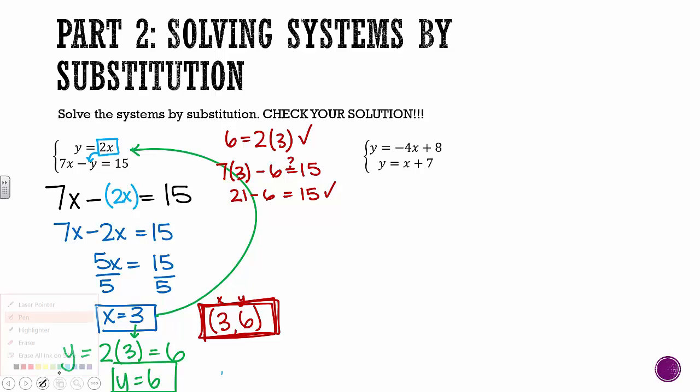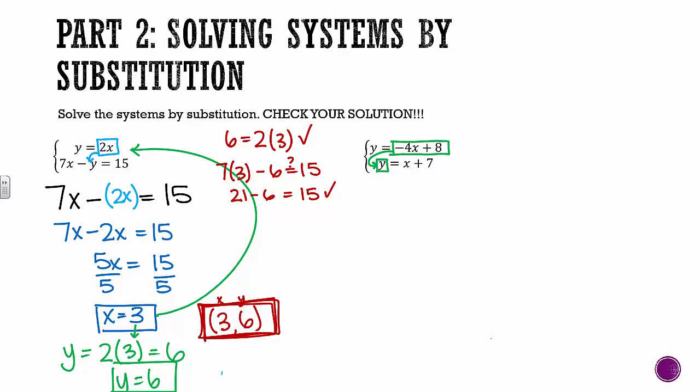Now this next one's a little different because step 1 is kind of done twice. Both of these equations have y by itself. But remember what that means. It means I'm going to take what y equals, this negative 4x plus 8, and anywhere I see y in this other equation, I'm going to substitute it or replace it.